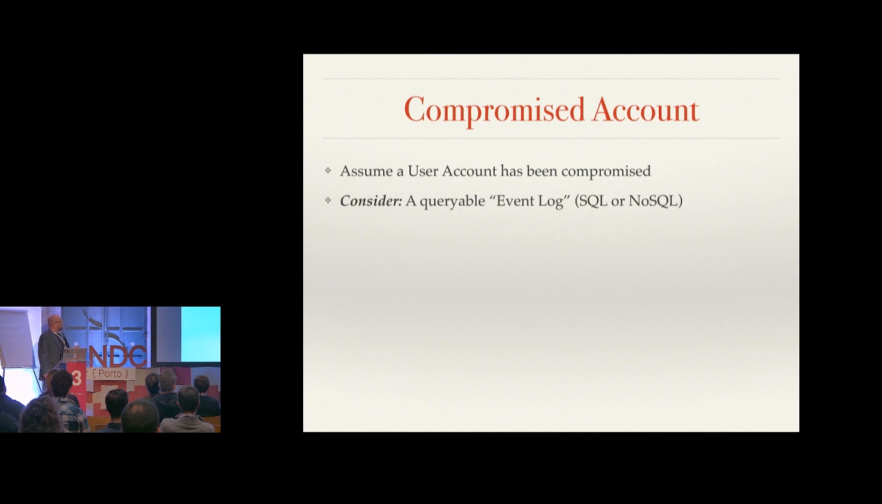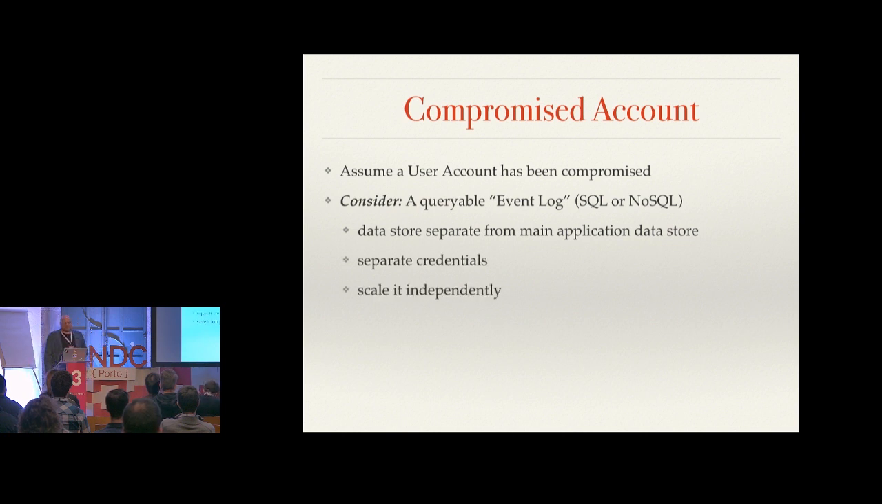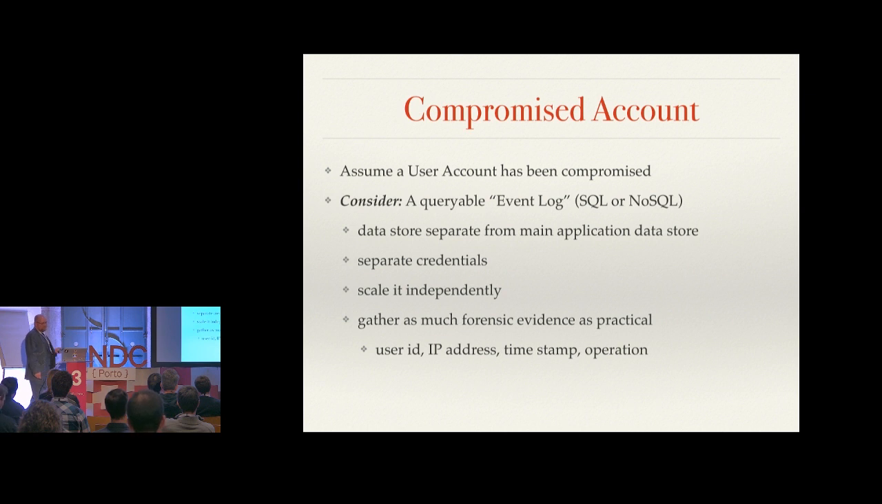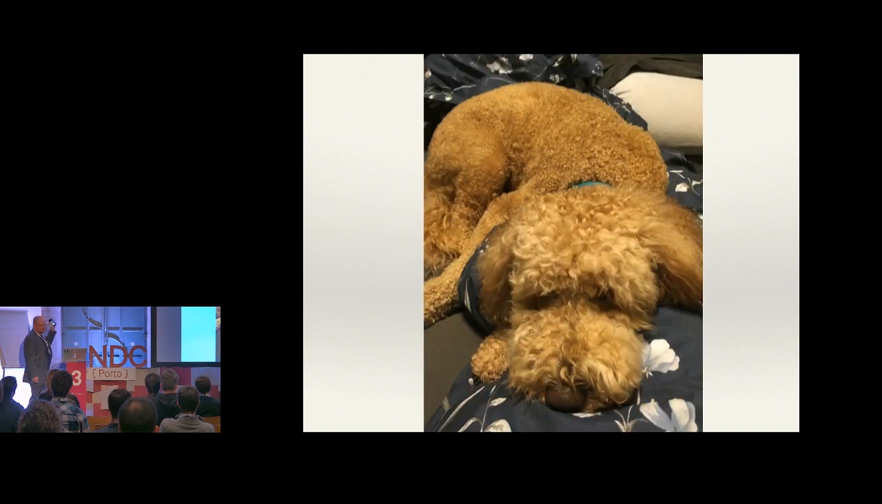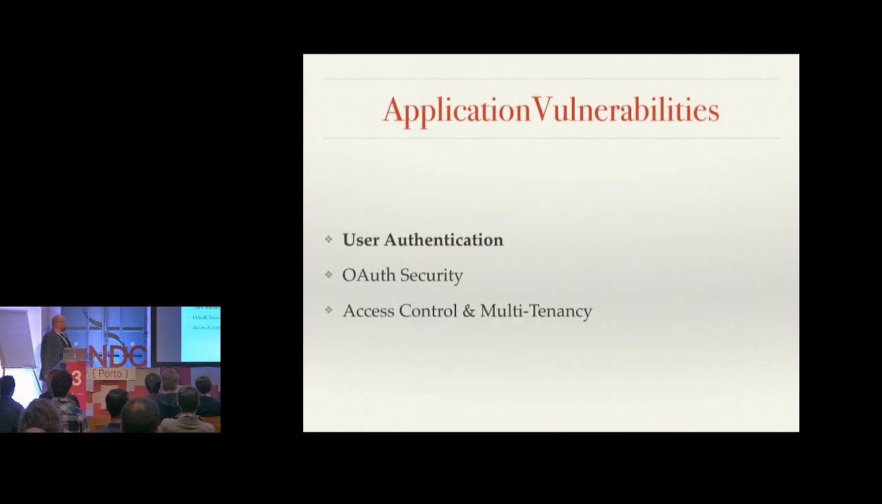So if an account has been compromised, consider having good logging throughout your application. It could be an event log with separate credentials. You can scale it independently, like in a NoSQL architecture if you want. Try to gather as much forensic evidence as possible. All right, here's a puppy. That's my dog, Archer. Okay, so let's look at OAuth Security.